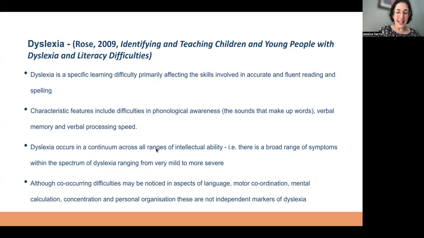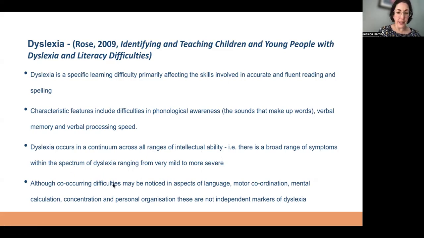Dyslexia occurs in a continuum across all ranges of intellectual ability. This means that there's a broad range of symptoms within the spectrum of dyslexia, ranging from very mild to more severe. But dyslexia is not an indicator for intellectual ability, and that is so important. Dyslexia is not an indicator for intellectual ability. There's a broad range of symptoms within the spectrum of dyslexia, but there's no correlation between dyslexia and intellectual ability.